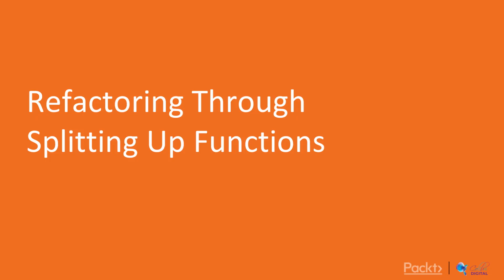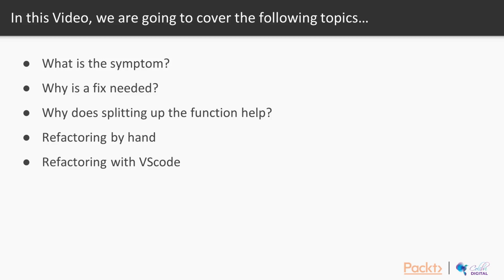In this video, we're going to focus on refactoring through splitting up functions. We're going to do this in five steps. All of the videos in this section will have these five steps, more or less. Number one, I'm going to give you a detailed walkthrough of what is a symptom and when it's too long. Number two, why is a fix needed? Number three, why does doing a particular action in this video help? In this case, we're thinking about splitting up long functions. Why does splitting up functions help?